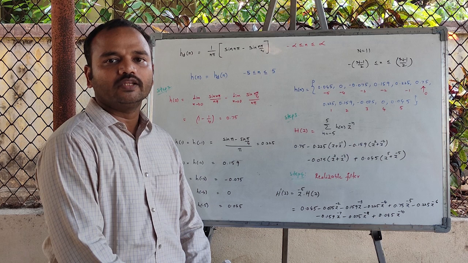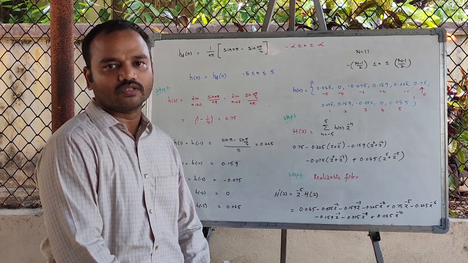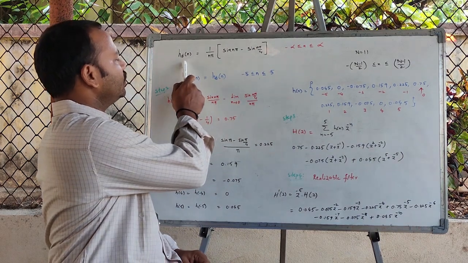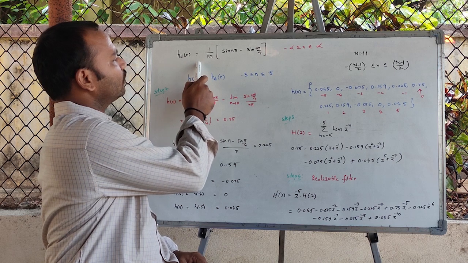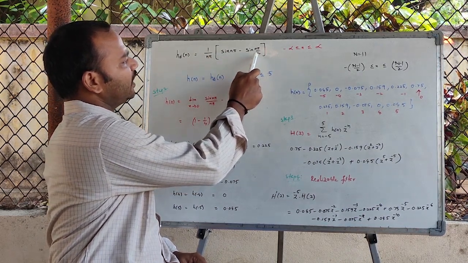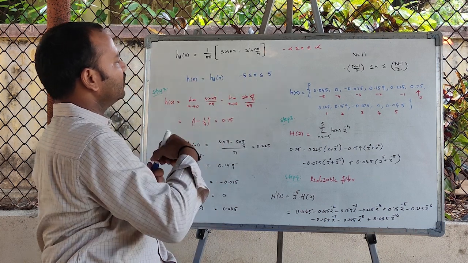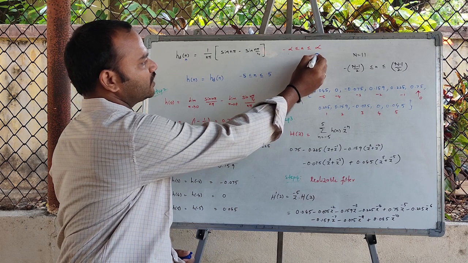After applying the inverse discrete time Fourier transform to the desired frequency response, we have obtained Hd of n, that is the time domain representation of the filter, equal to 1 by n pi times sine n pi minus sine n pi by 4. And here the range of n is from minus infinity to plus infinity.